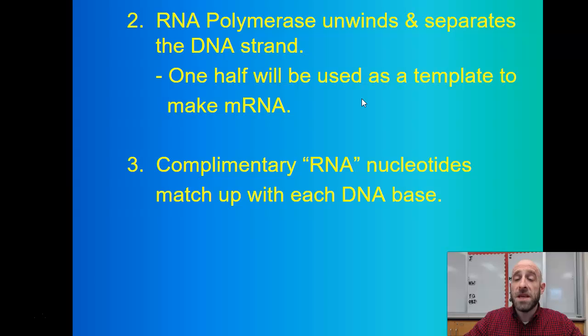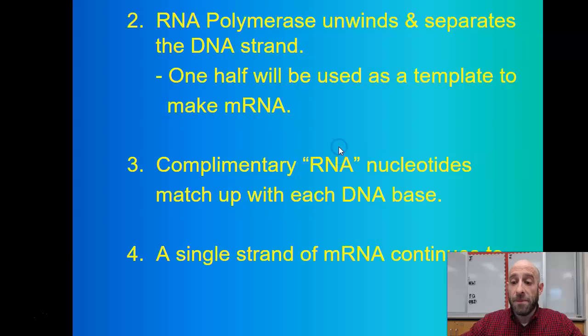The third step is the RNA nucleotides are going to match up with each base. And don't worry, I'm going to explain this and go over it a little better than this, but I'm just going through the steps first. So for example, if it's an A on the DNA, the RNA polymerase is going to add a U, because remember, there's no T's in RNA. If there's a C in the DNA, the RNA polymerase is going to add a G, and that's going to go for the whole length of that gene.